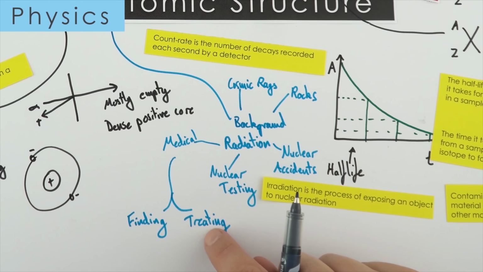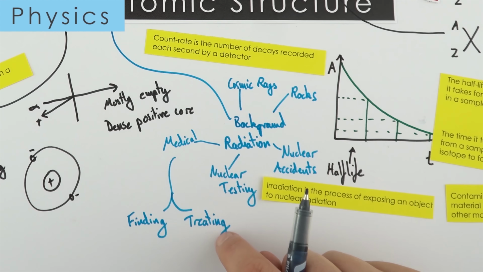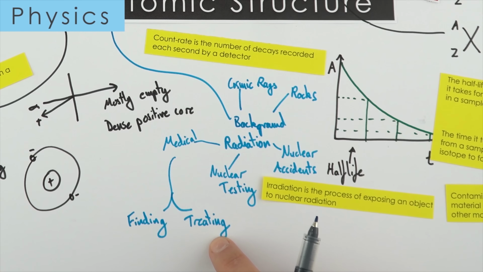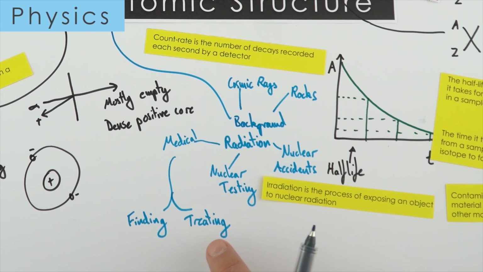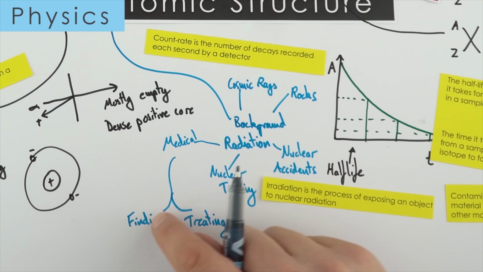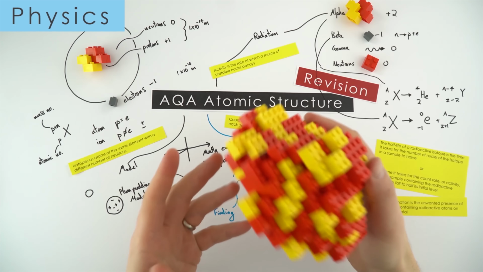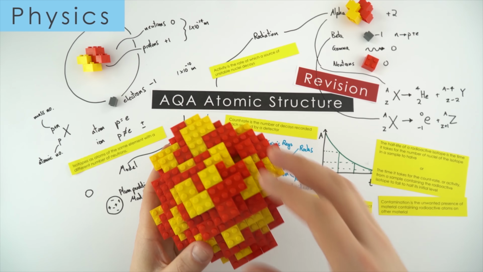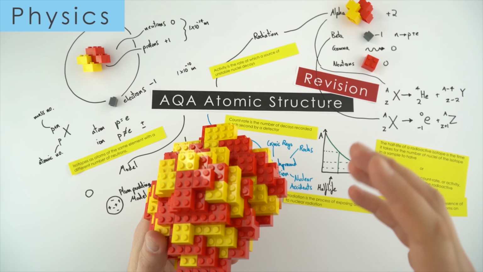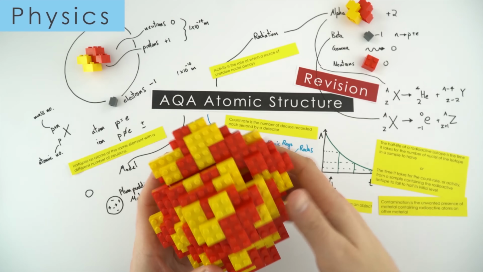On the other hand, you might be using something to treat things, so maybe we're trying to blast cancerous cells with a high source of highly ionizing radiation like alpha particles. We can direct that at the cancerous cells in order to kill those. So we can use radioactive material both to find things in the first place and also to treat things. Now the other thing that we can do with some isotopes is we can actually split them apart. And when we split them apart, they release lots of energy, which in the end causes water to heat up, turn into steam, turn turbines and turn generators, which we can then use to make electricity.